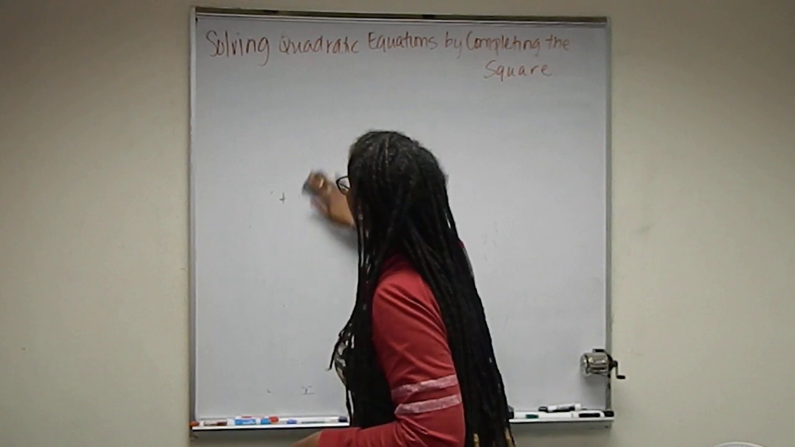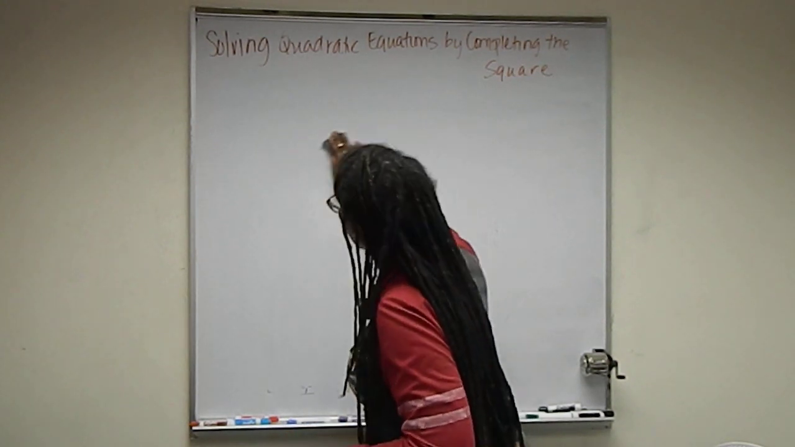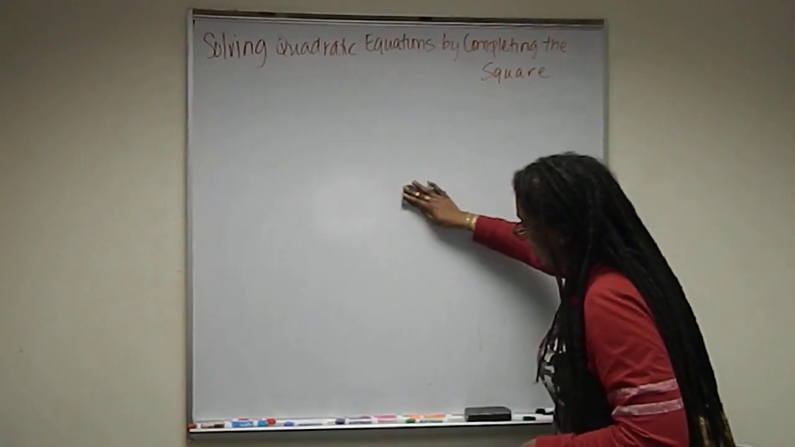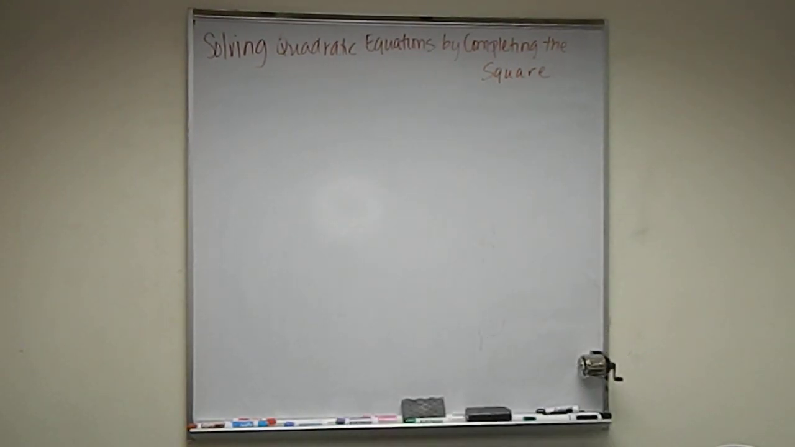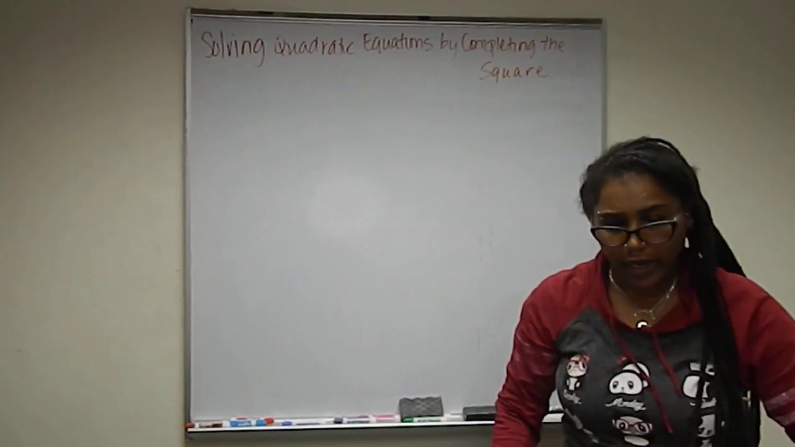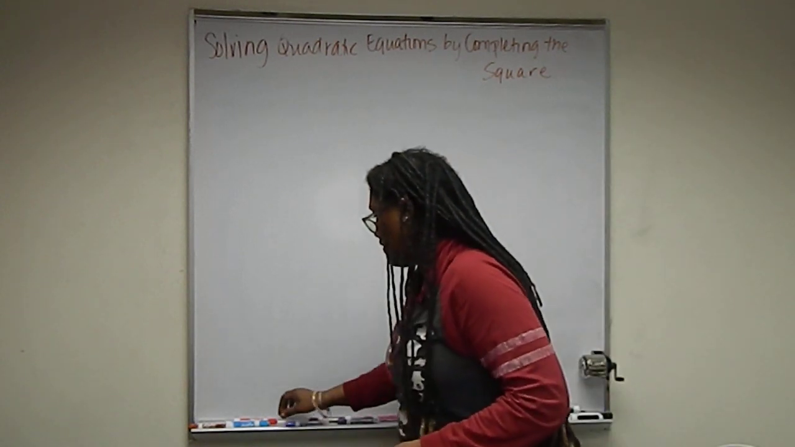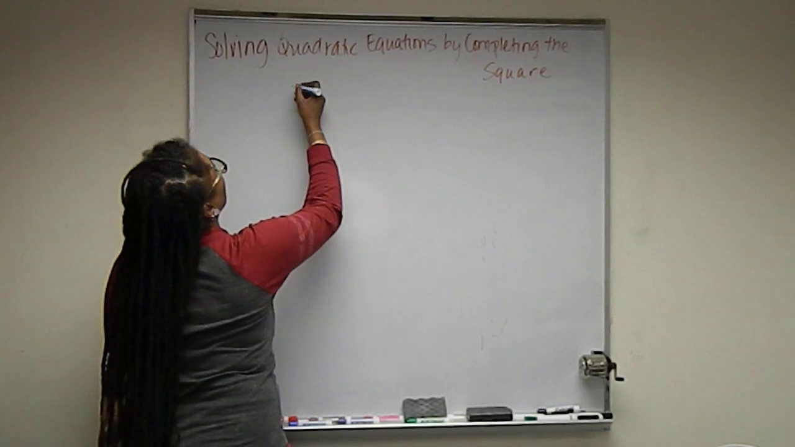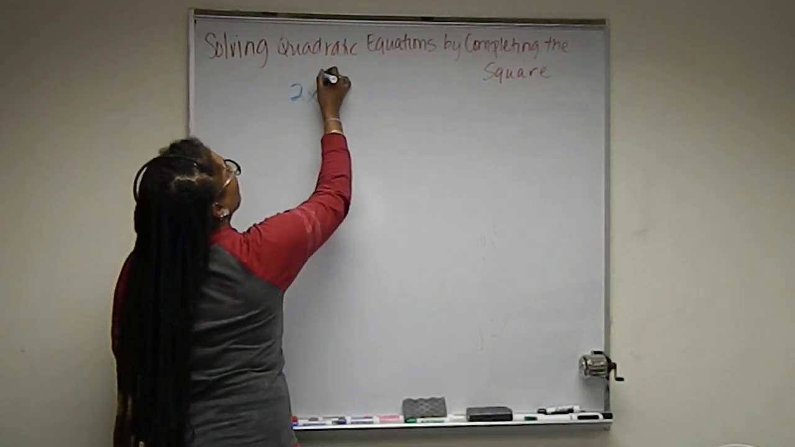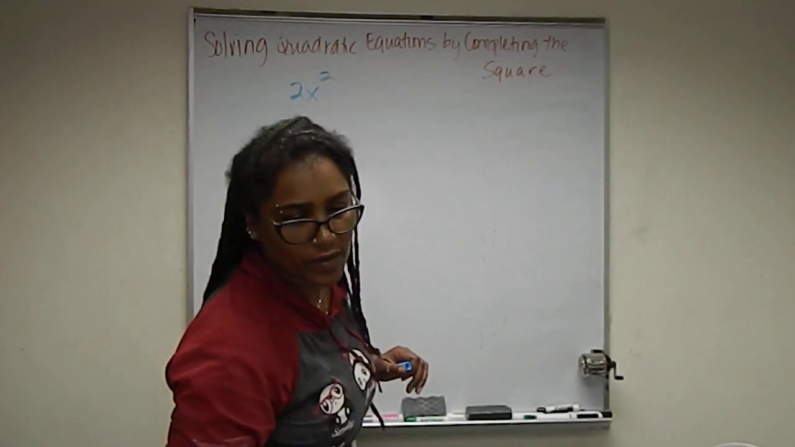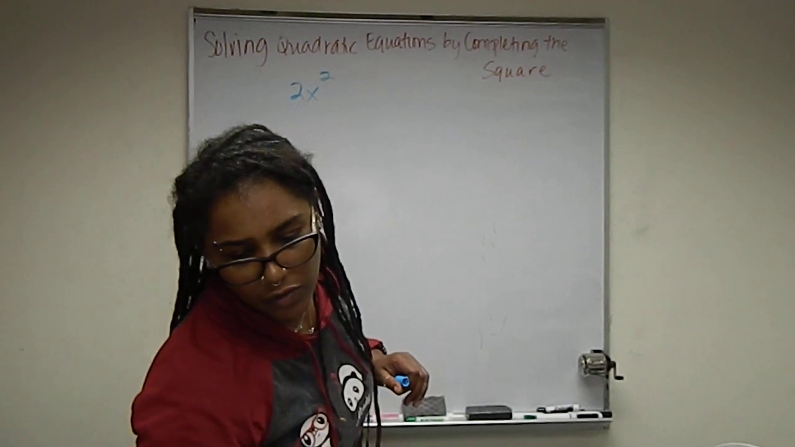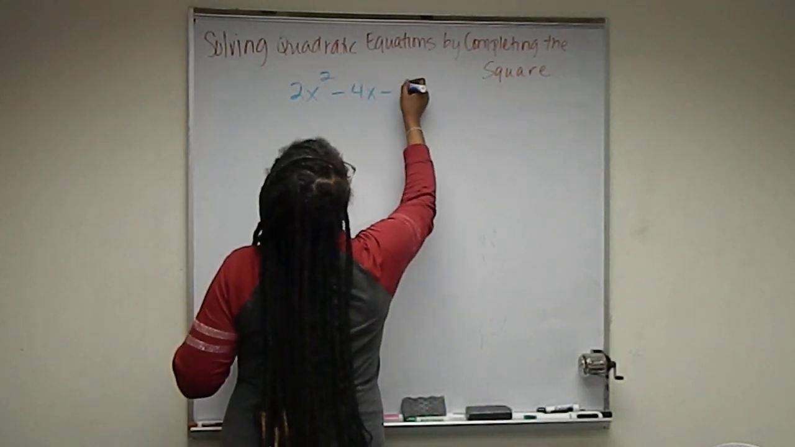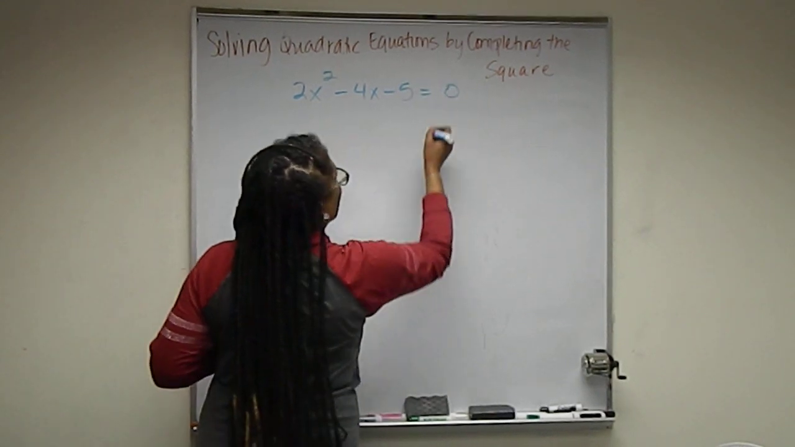And real quick now, let me see if I can knock one out for you that has your leading coefficient be something other than 1. All right. So on this one, I see a 2x squared, right? Minus 4x minus 5 equals 0.